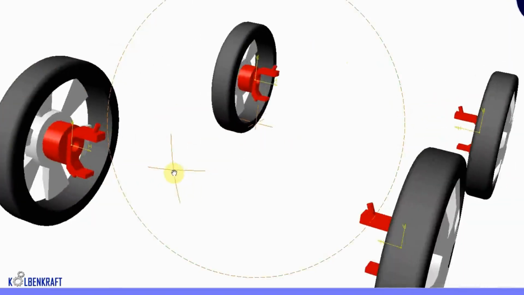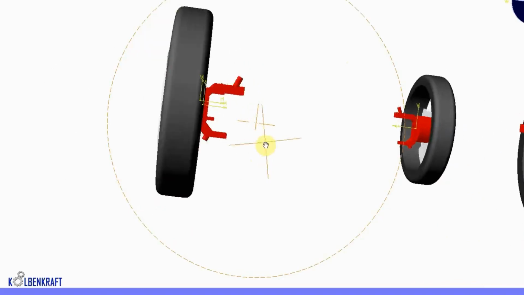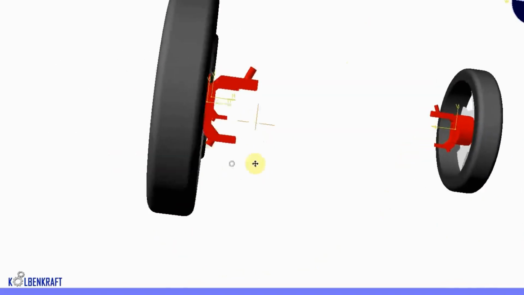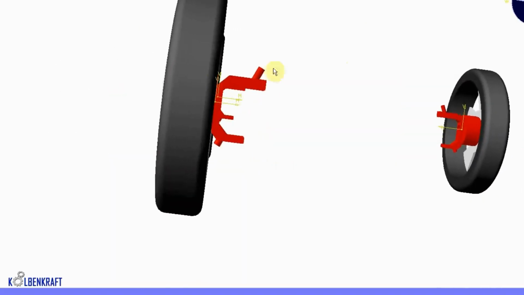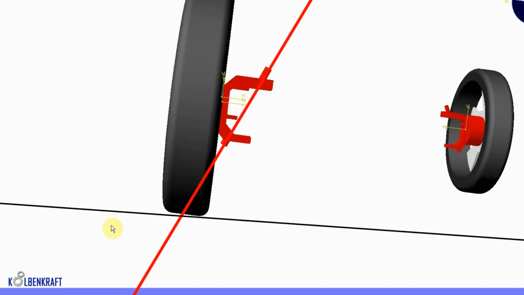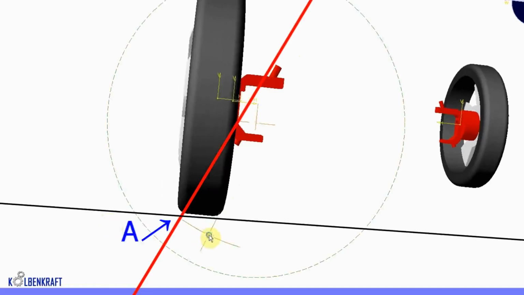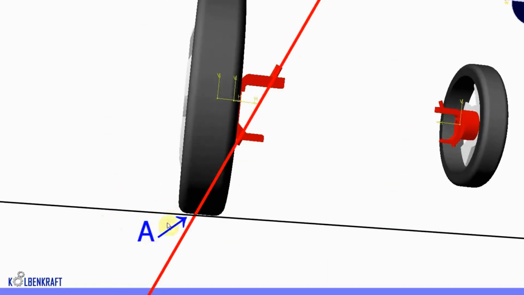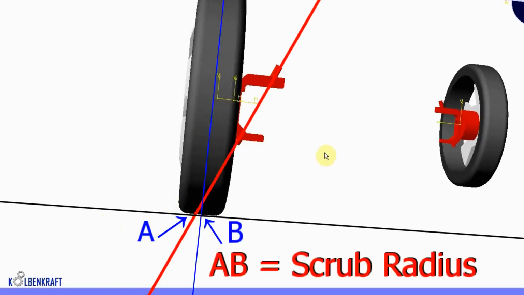Here I have a model of four wheels along with the knuckle joint. So here we can clearly see that this knuckle joint makes an angle with the wheel over here. Let us consider a line passing through the center line of the knuckle joint. And this line will intersect the ground at some point. Distance between this intersection point and the center line of the wheel is said to be the scrub radius.